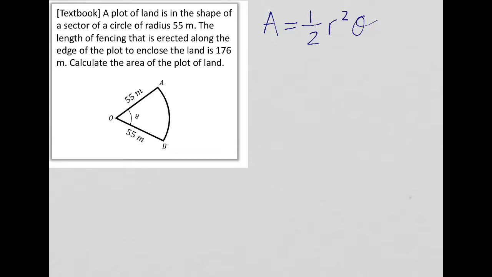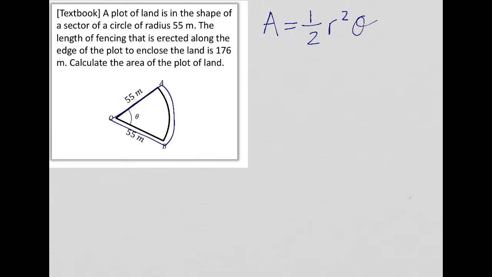So a plot of land is in the shape of a sector of a circle of radius 55 metres, and the length of the fencing that is erected along the edge of the plot to enclose the land is 176 metres. Calculate the area of land. So to calculate the area, I need the angle. I don't have the angle. What I do have is the perimeter. So the perimeter is made up of that 55 there, this arc length here, and the 55 there.